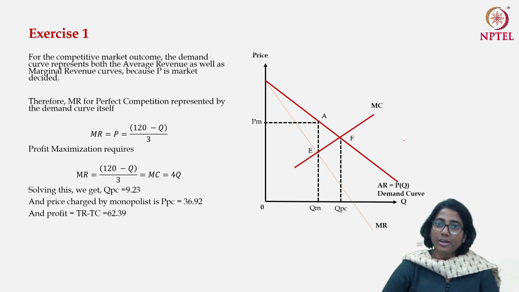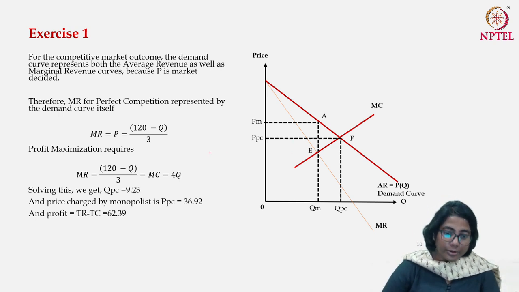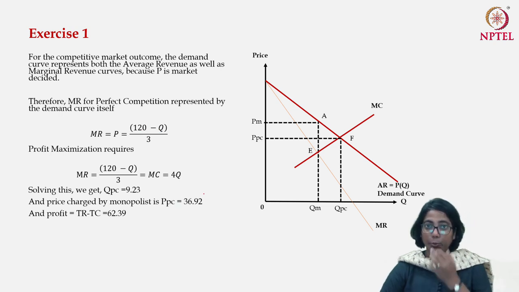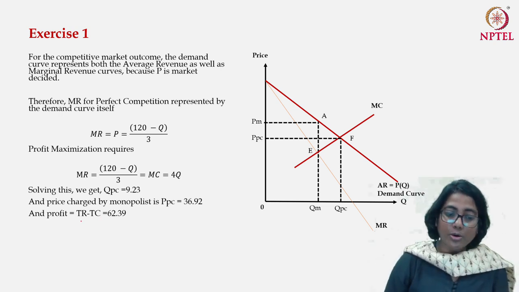Now this perfectly competitive market has no way to manipulate the price. So it will charge the price where the market outcome is determined. You can take this value 9.23, put it here, 120 minus 9.23 divided by 3, and you will get this price 36.92. You can also calculate the profit as total revenue minus total cost.